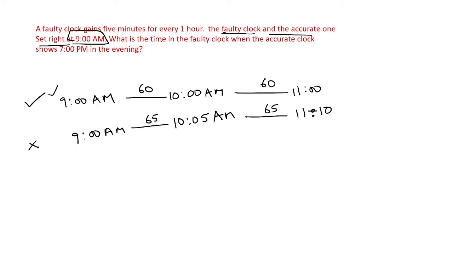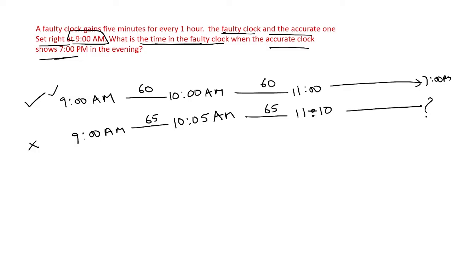Now, what is he asking? If the clock is faulty, you need to find out the time in the faulty clock when the accurate clock shows 7 p.m. That means this clock is showing 7 p.m., and you need to find out the time in the faulty clock. See guys, in this model, there are two cases. One is gaining and the second one is losing.